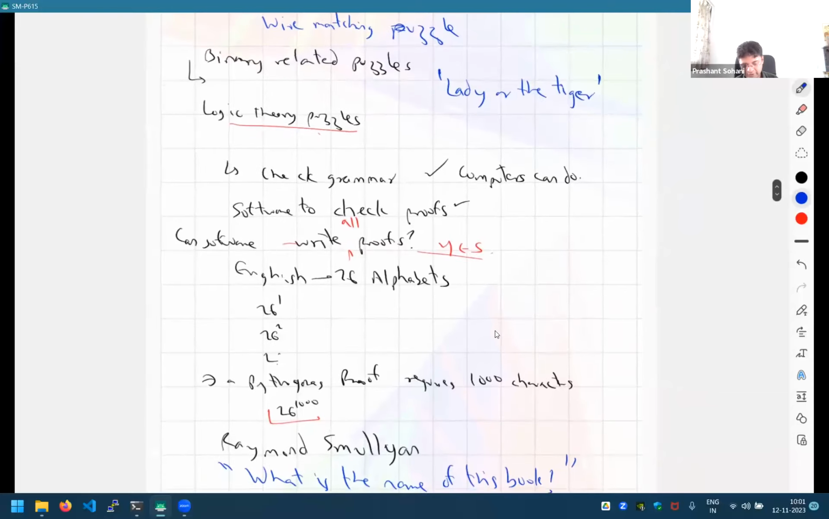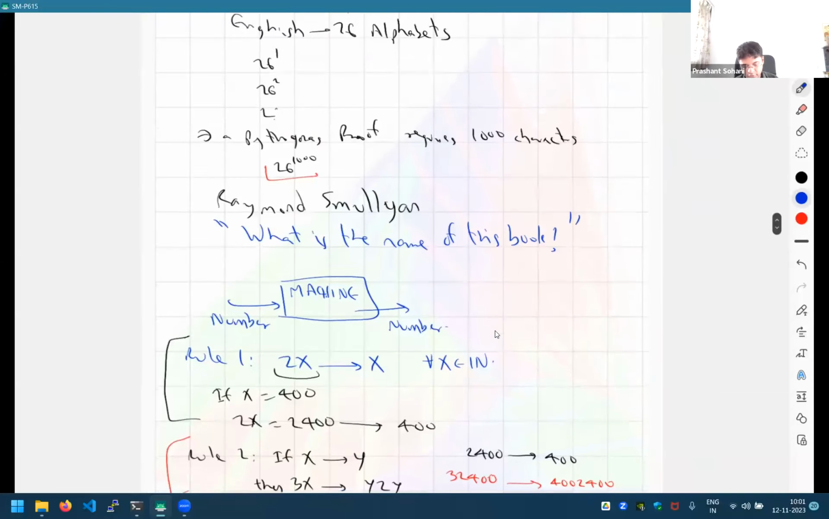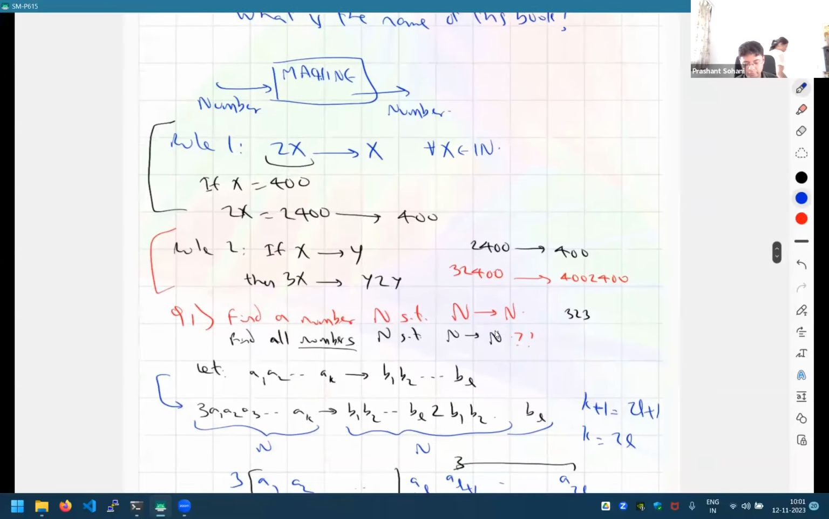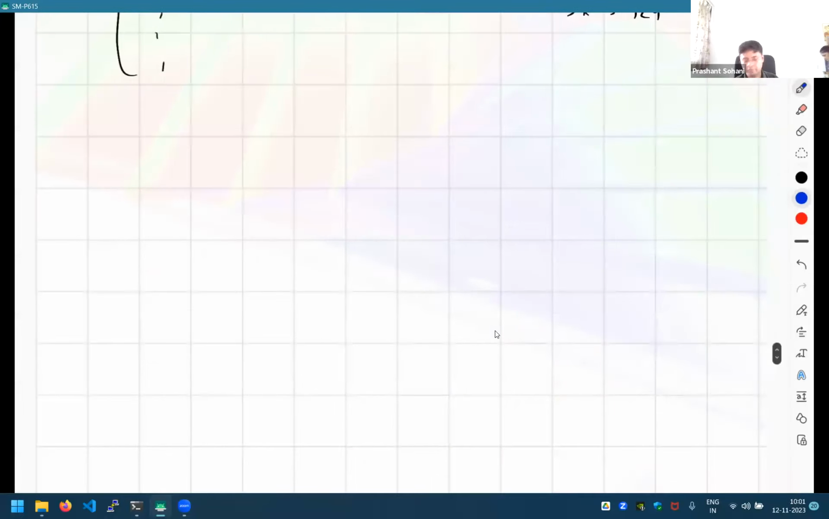With that done, let me jump to a third topic. As I said, we would like to have some examples of binary number puzzles. We had already started with this to some extent in the previous lecture, but we could not complete it. So I just want to share a few more examples.